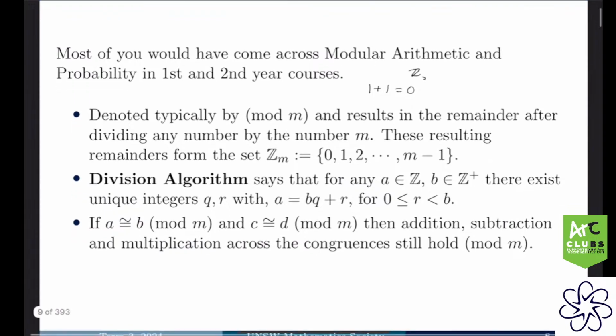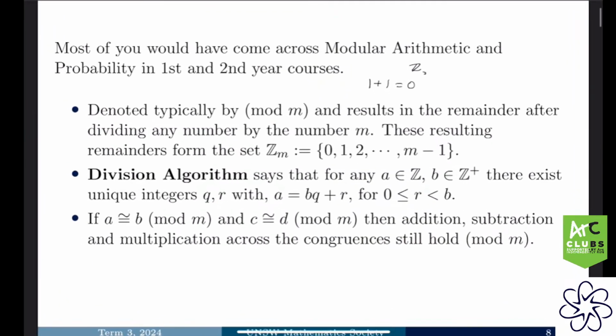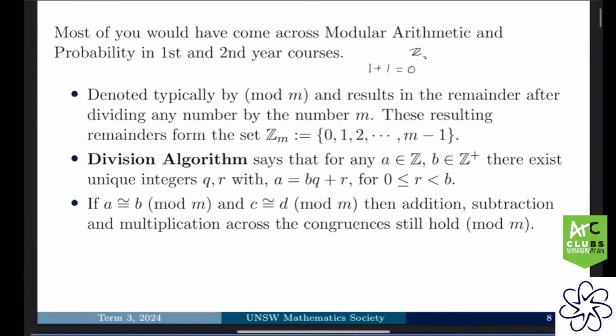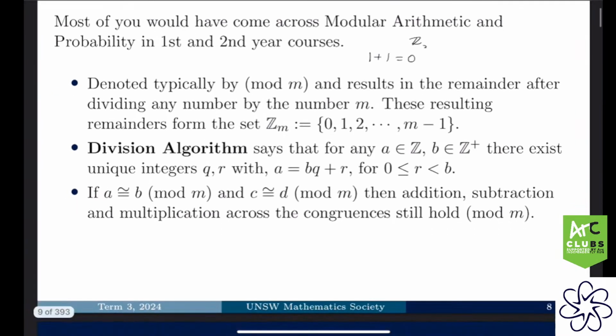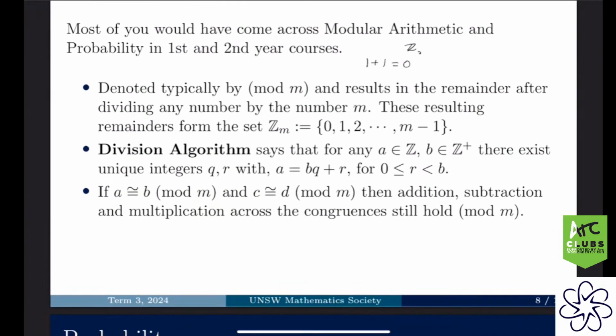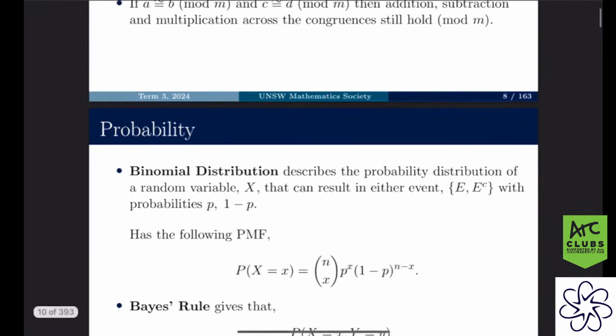The division algorithm as well says that for any integers a and b in Z plus, there exist unique integers q and r with a equals bq plus r. Additionally, if a is congruent to b mod m and c is congruent to d mod m, then addition, subtraction, and multiplication across all the congruences still hold. So we can perform all our maths.